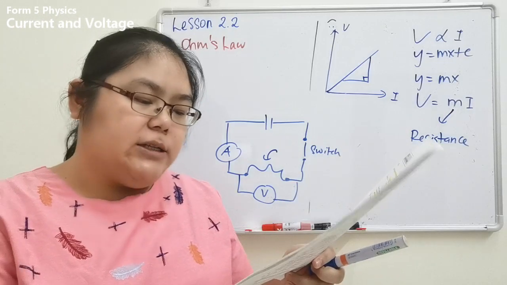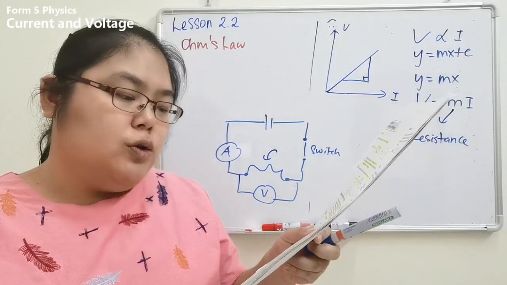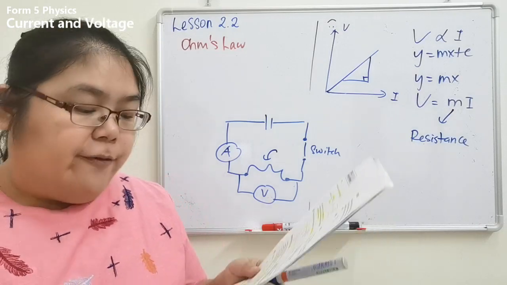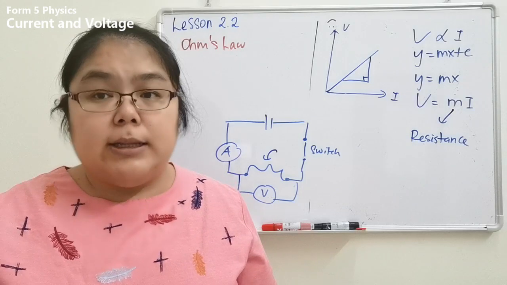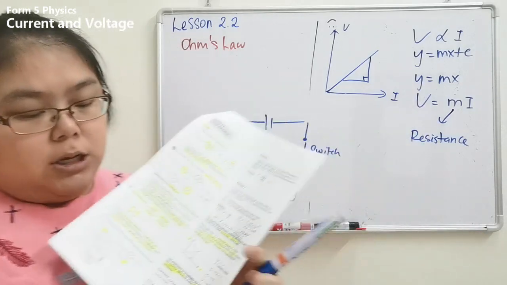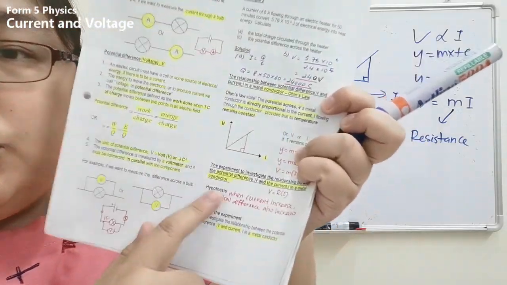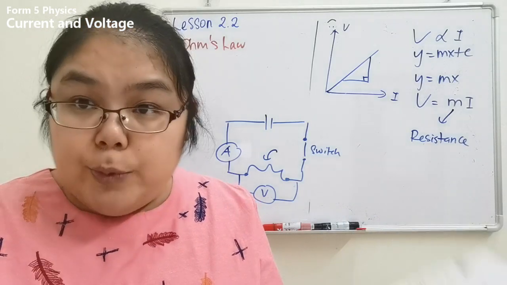Okay, so from here, in the experiment, they want to investigate the relationship between the current and the potential difference for a metal conductor. We need a metal conductor because a metal conductor can conduct electricity. Okay, let's see the hypothesis. From here, your notes don't have a hypothesis, so we go and create our hypothesis.